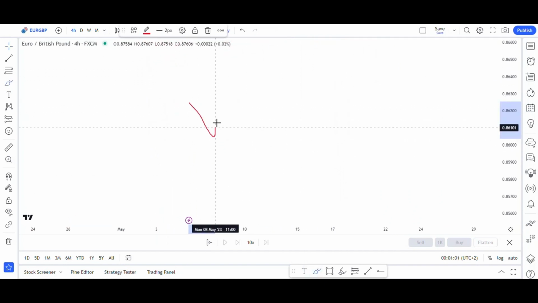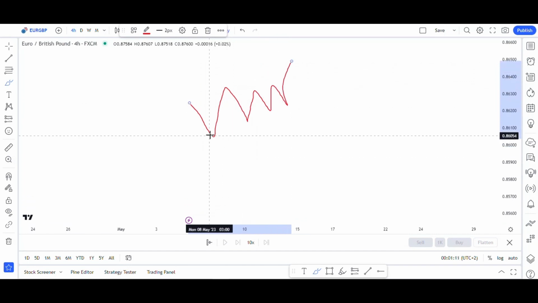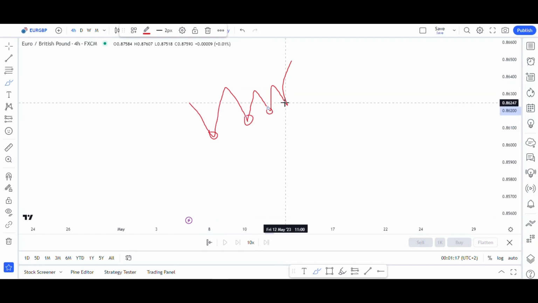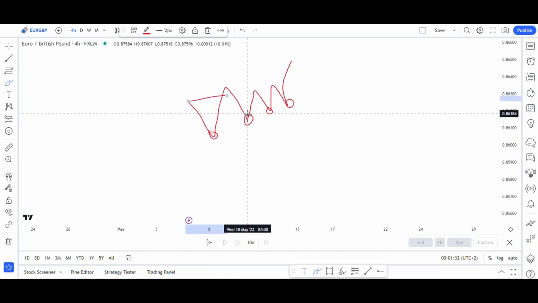Okay, very important. Now the most important thing is, whenever you are identifying a belly, let's say you identify a belly like this, like this, like this, like this, like this, and like this. So it should be a belly. This one should be a belly, and this one should be a belly too. This one is a belly. Okay, so there are two kinds of bellies. A belly that made a higher high, and there is another belly that didn't make a higher high.